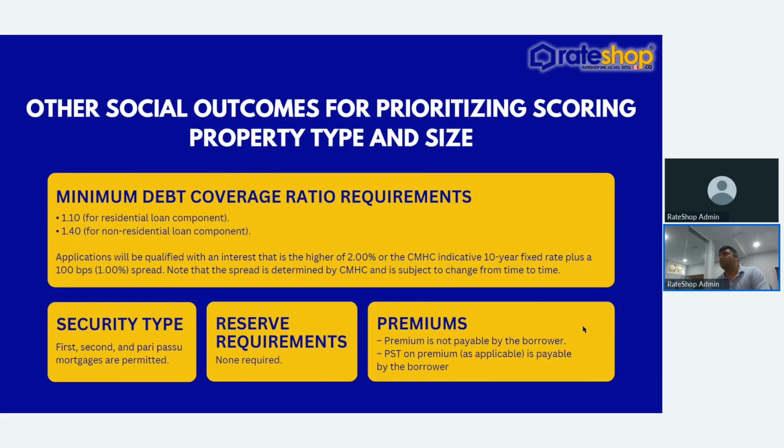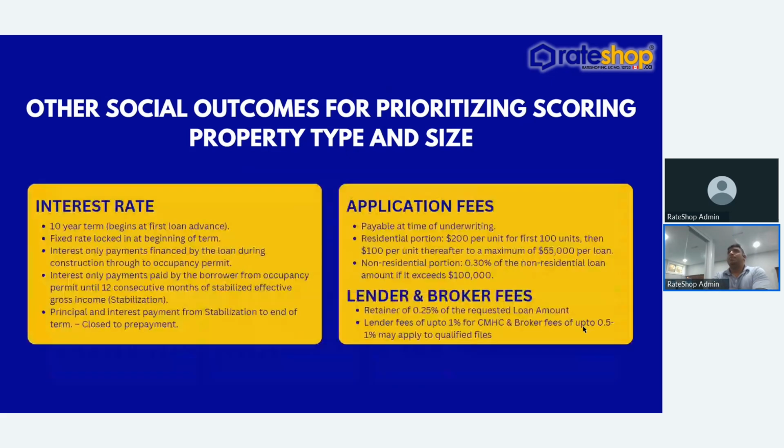Premium is not payable by the borrower. So that's a little incorrect because in some cases, the premiums are partially paid by the borrower as well as the lender. However, the PST is always paid by the borrower. Just as a clarification, in some cases, premiums can actually be added onto your loan amount. So in that case, they're not going to be payable right off the bat, but in some cases, they're still going to be payable.